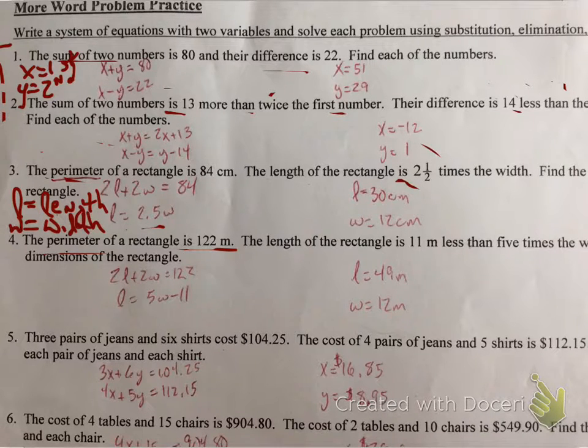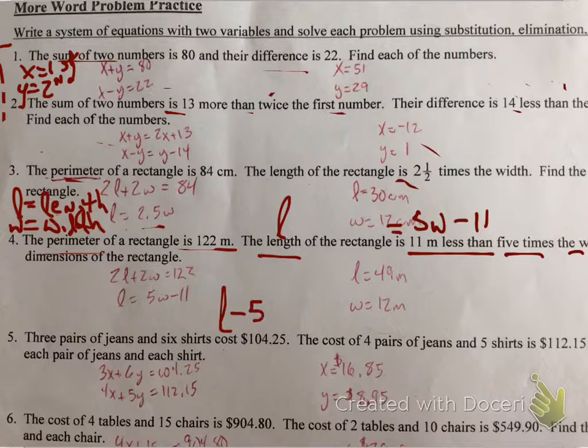Now, I lean towards number 4, where it says the length, L, is 11 less than, that means minus 11, 5 times the width, so 5W. And then you, of course, would have to move that over and say L minus 5W, because you're moving this 5W over, equals negative 11. And then you've got that with this equation, and you can type it in and get the answer. So keep in mind, perimeter problems, we always have 2L plus 2W.